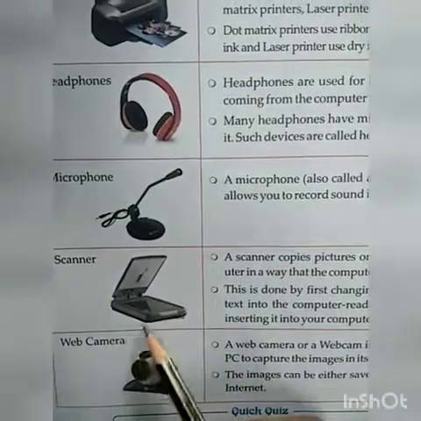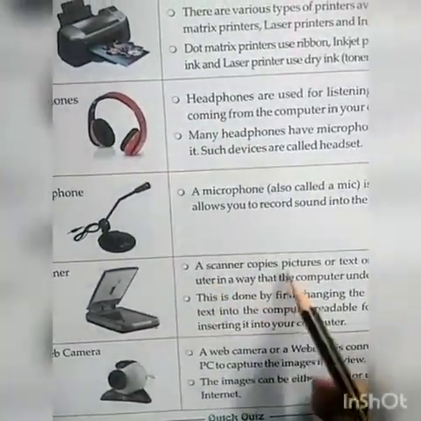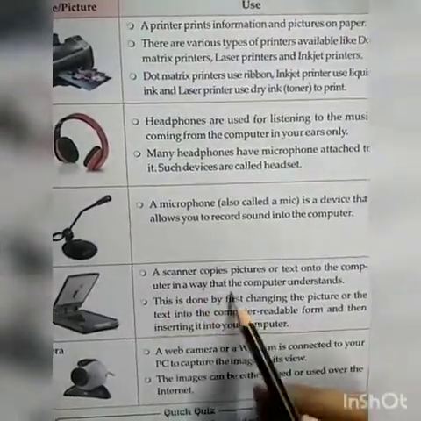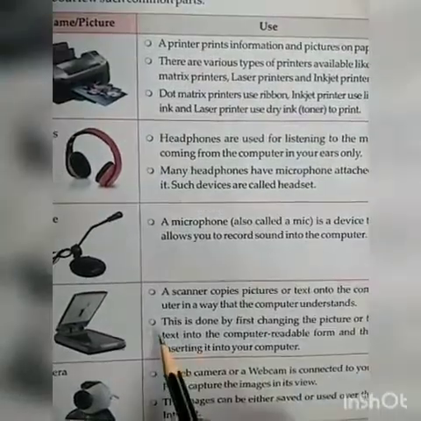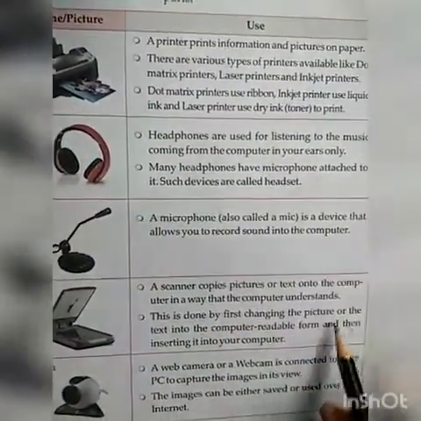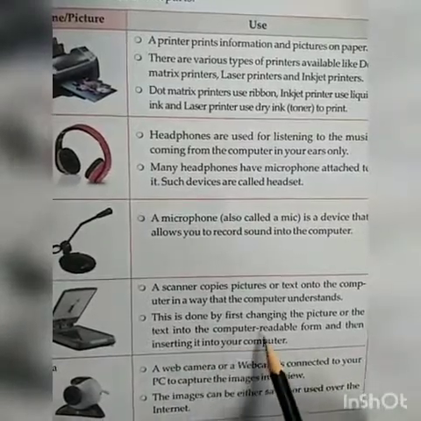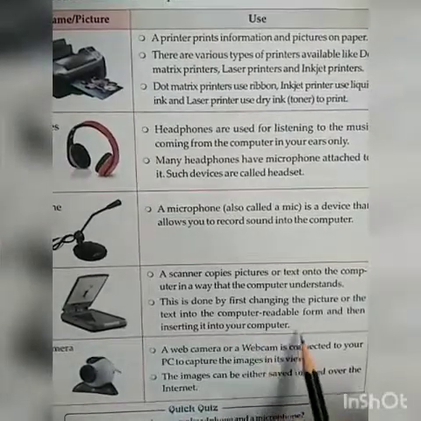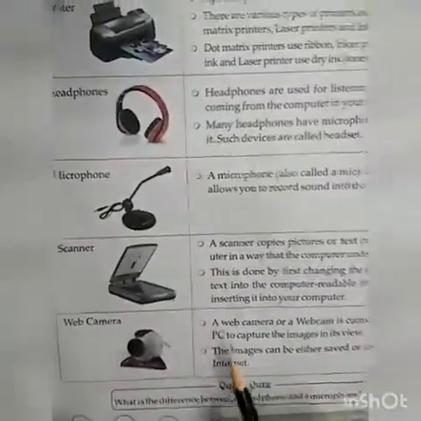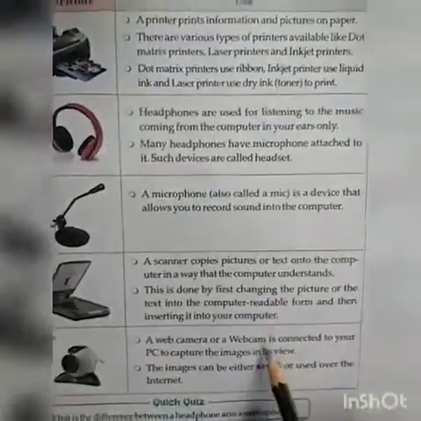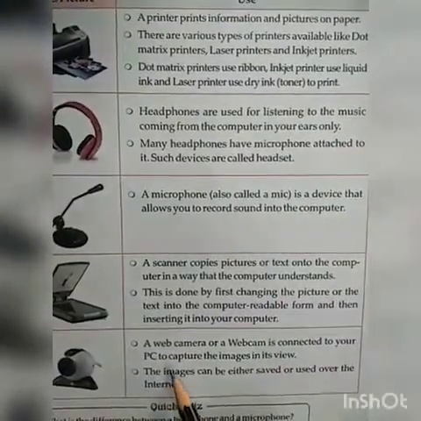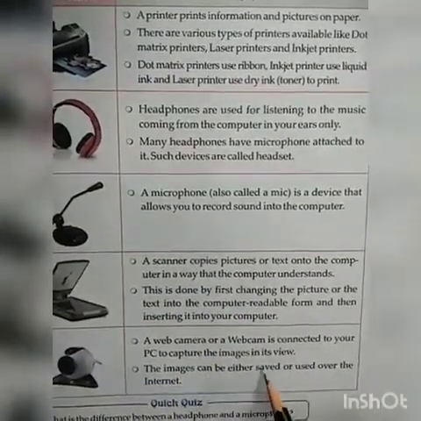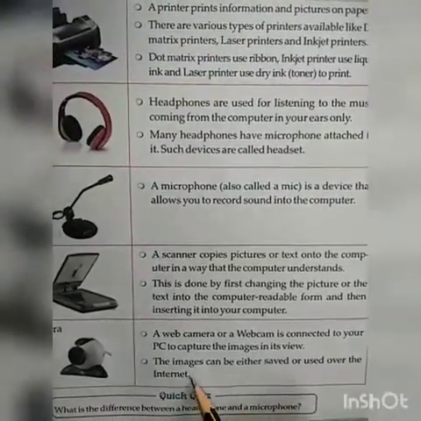Scanner. We see the picture of a scanner. A scanner copies pictures or text onto the computer in a way that the computer understands. This is done by first changing the picture or the text into a computer-readable form and then inserting it into your computer. The next one, web camera. A web camera or webcam is connected to your PC to capture the images in its view. The images can be either saved or used over the internet.